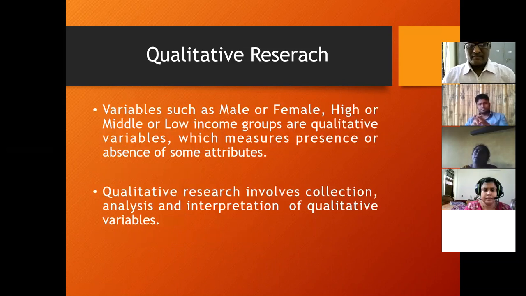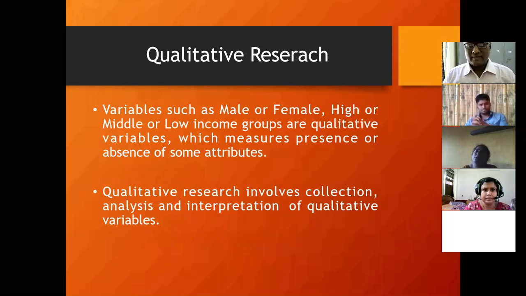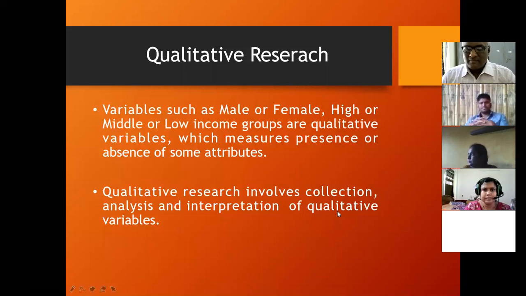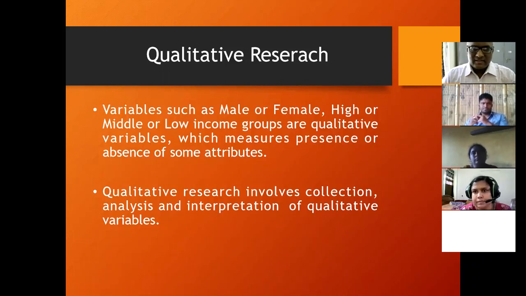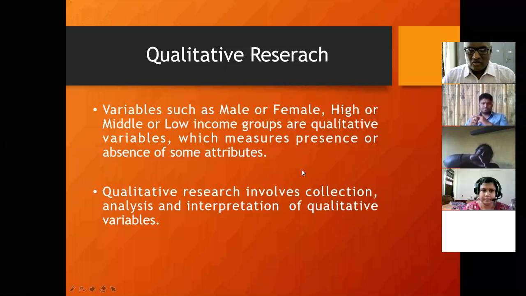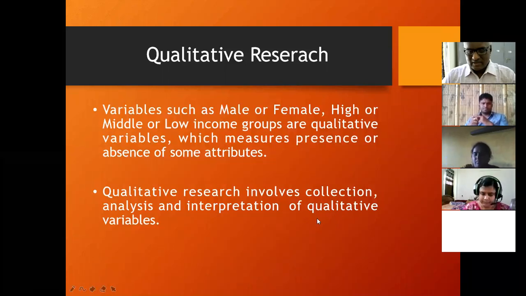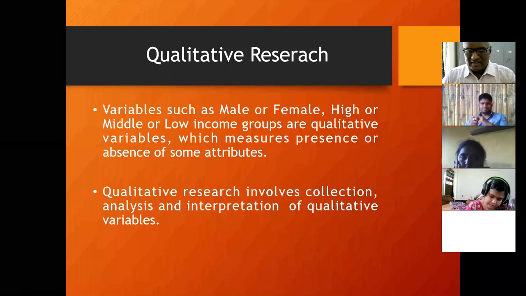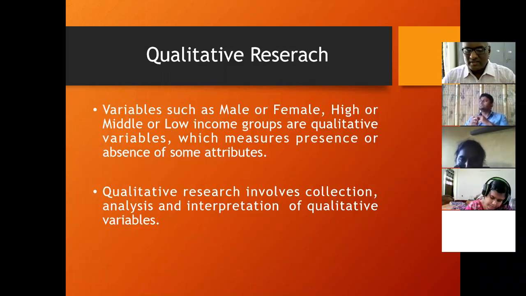Suppose variables such as male or female, high or middle or low income groups are qualitative variables which measure the presence or absence of some attributes. Means whether a male owns the smartphone or not, we can investigate by taking so many categorical variables. So we summarize qualitative research involves collection, analysis, and interpretation of qualitative variables.